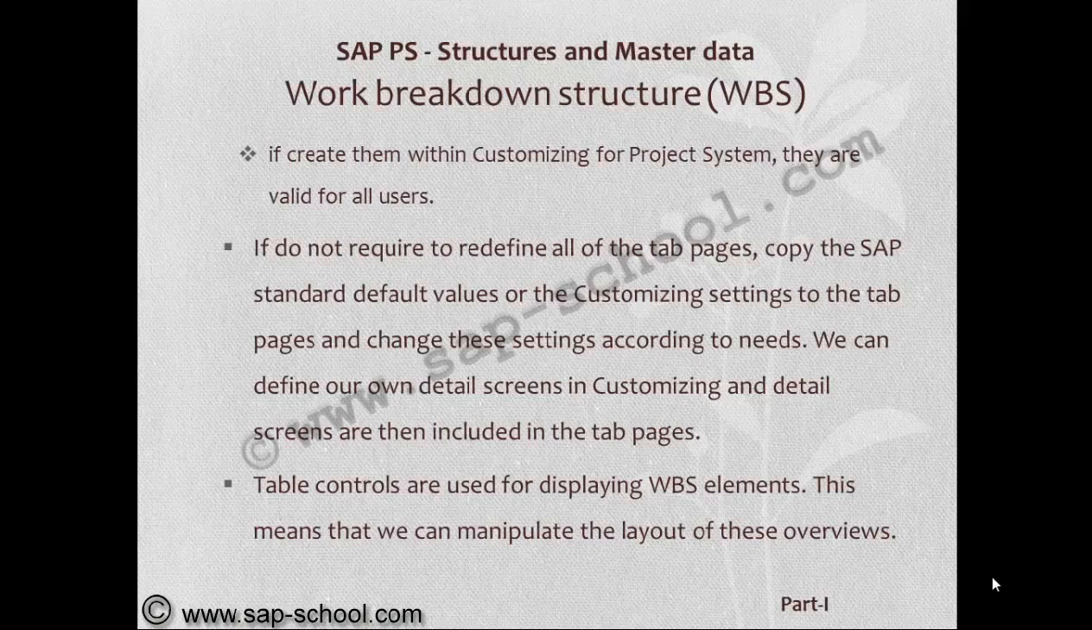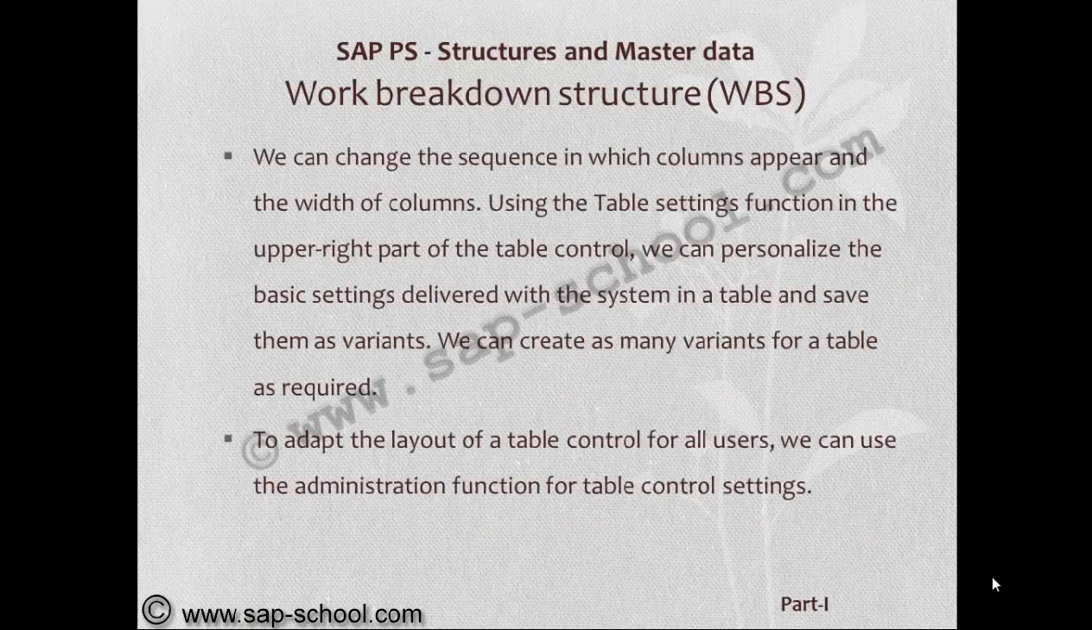Table controls are used for displaying WBS elements. This means that we can manipulate the layout of other overviews. We can change the sequence in which columns appear and the width of columns using the table settings function in the upper right part of the table control. We can personalize the basic settings delivered with the system in a table and save them as variants. We can create as many variants for a table as required.